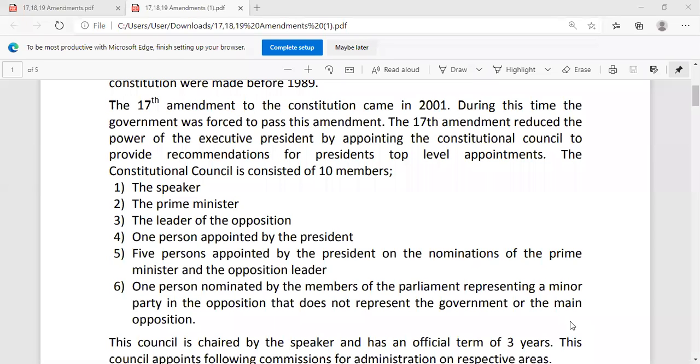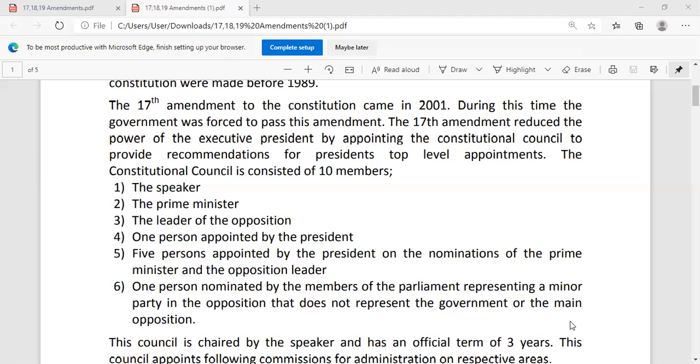Okay. So now take a look at the note. How many members are there in the Constitutional Council? 10 members. Right? The Speaker, the Prime Minister, the Leader of the Opposition. If you have a printed version of this note, just put a collective bracket around those three and write, those were the permanent members or ex officio members. Because they didn't have to be specifically appointed. As long as you are the Speaker, the Prime Minister, or the Leader of the Opposition, you get this seat inevitably.